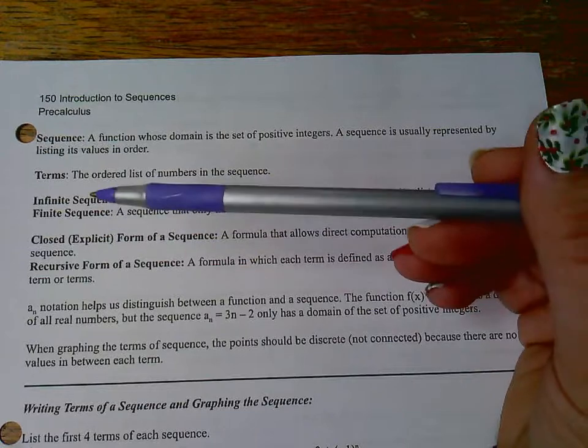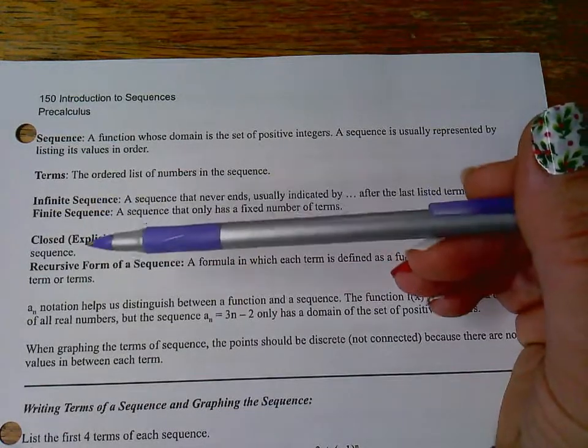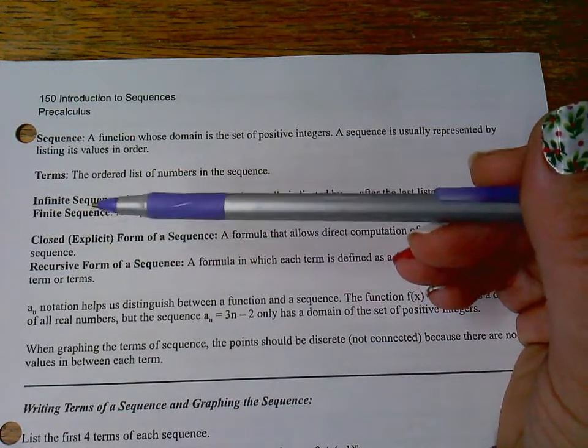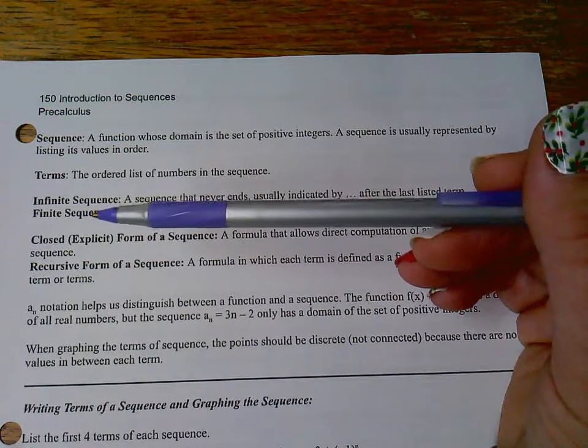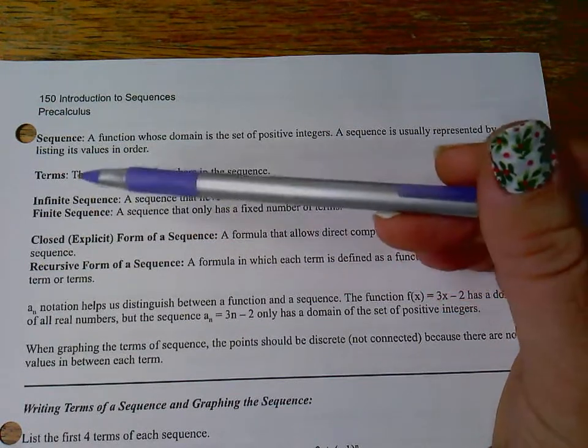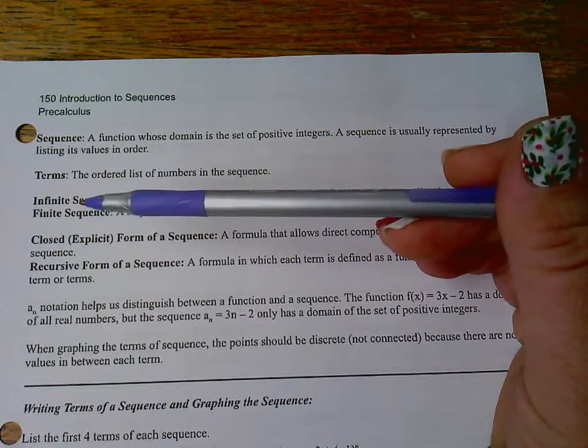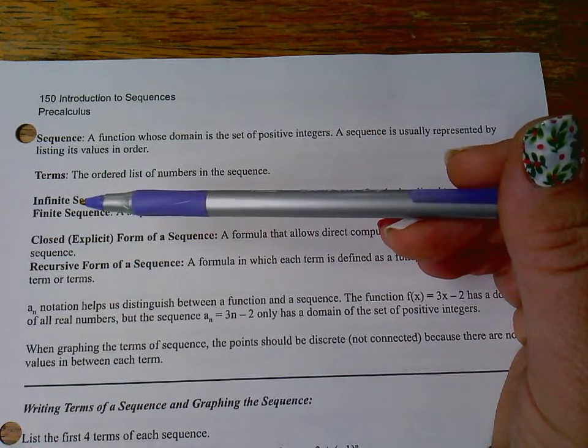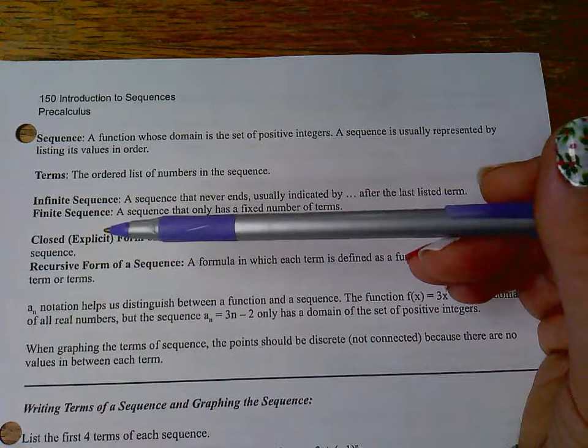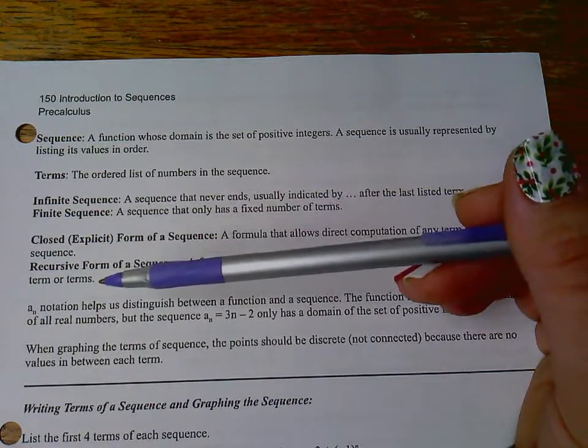Infinite versus finite is going to become important when we start later in this unit talking about series, because series are adding up the terms of a sequence. If it goes on forever, how can you add up all the terms? We're going to talk about closed versus recursive form today.